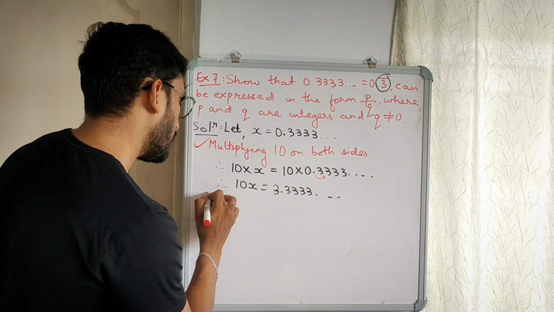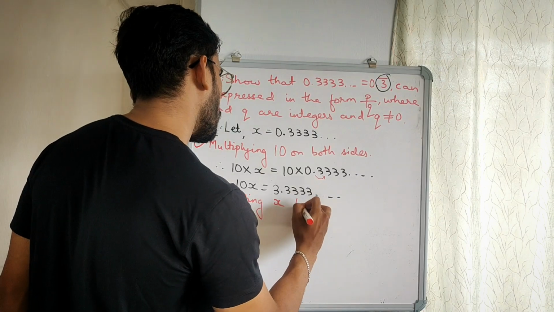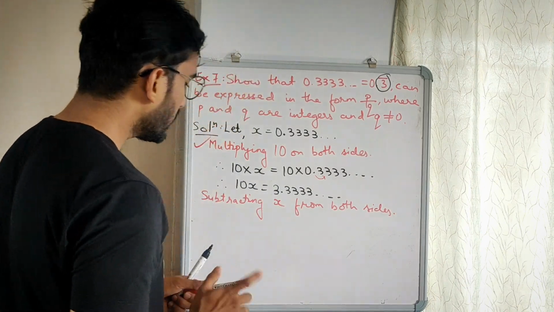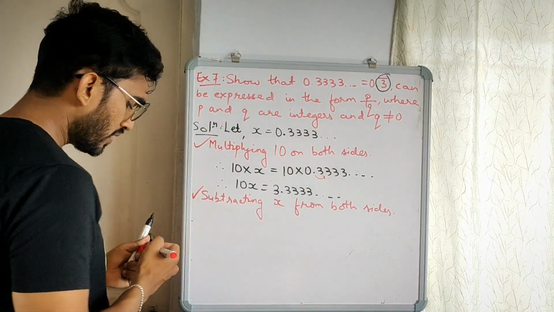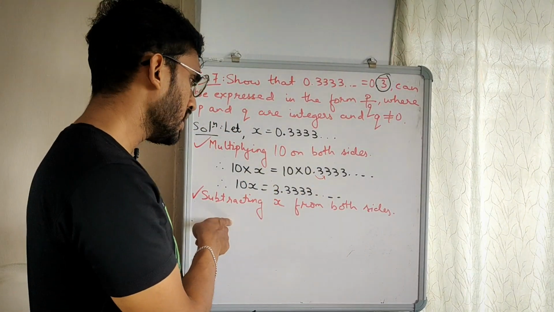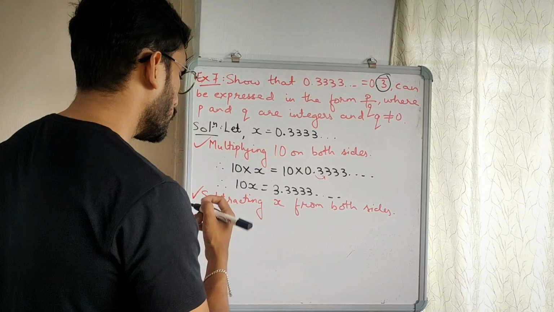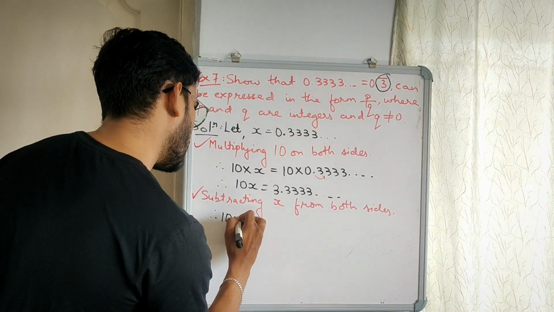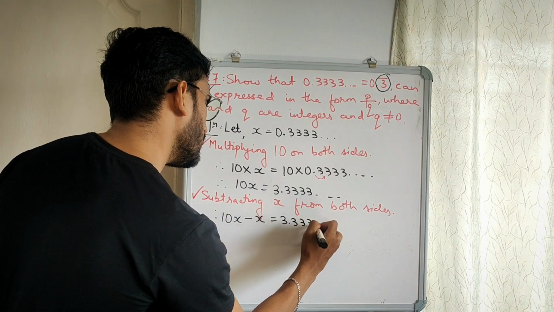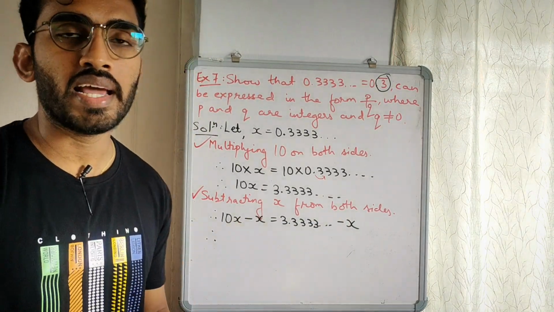The next step you have to remember is subtracting. You have to subtract x from both sides. This step is mandatory in every sum of this kind. You always subtract x only from both sides in this step, whereas the multiplication depends on how many digits are recurring. So I am writing 10x minus x, I subtracted x. Here also 3.3333 minus x.